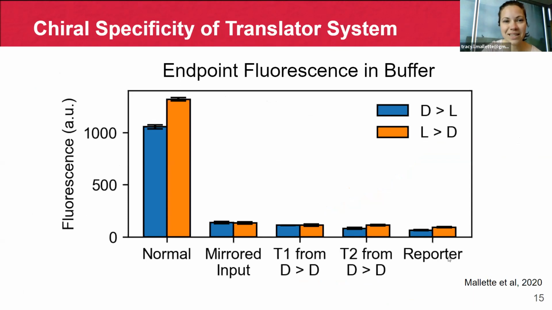We did test this chiral system to make sure that it was specific by either mirroring the input to the system or swapping out one of the gates of that translator cascade with a homochiral control. And so through this, we were able to show that this circuit only proceeds as planned if you have every piece designed and input with the chiralities that we would want.